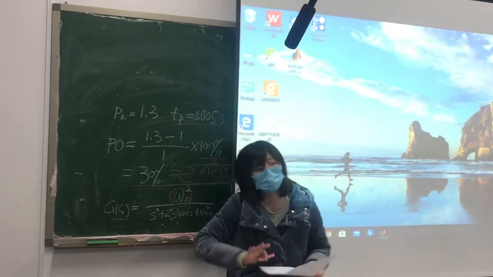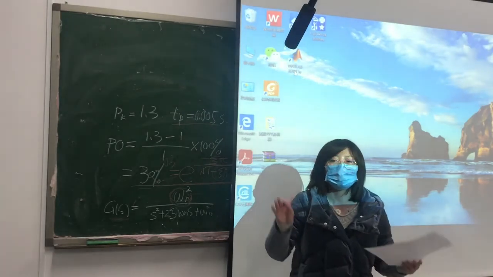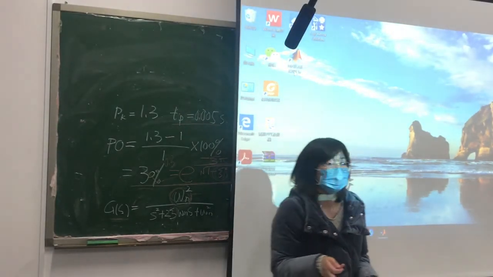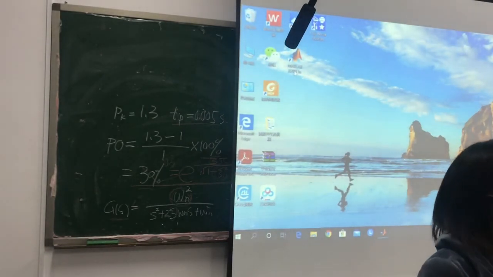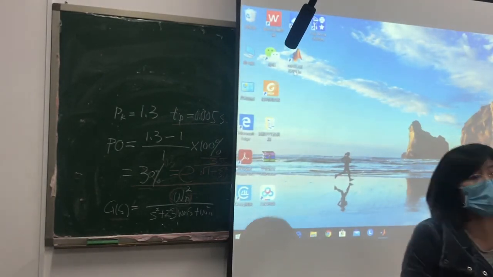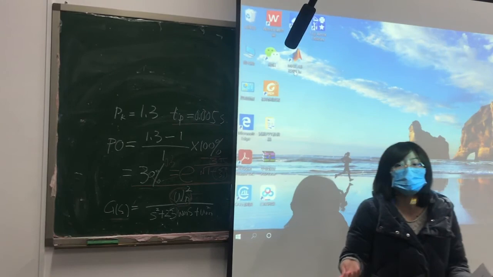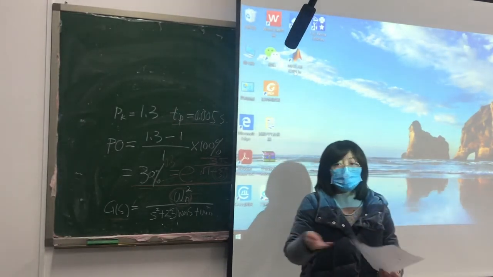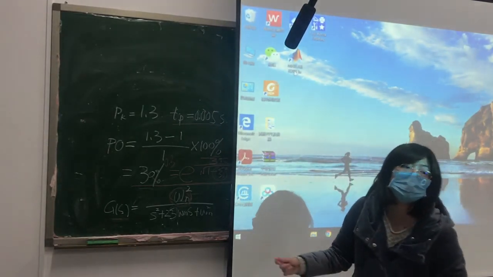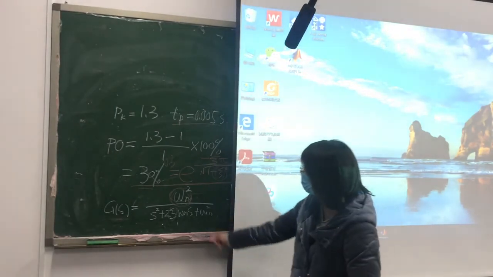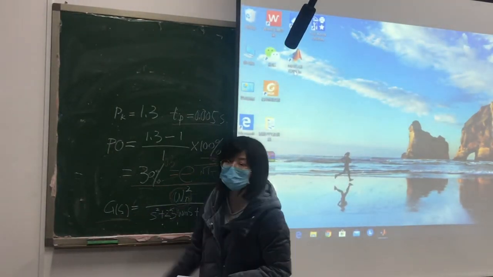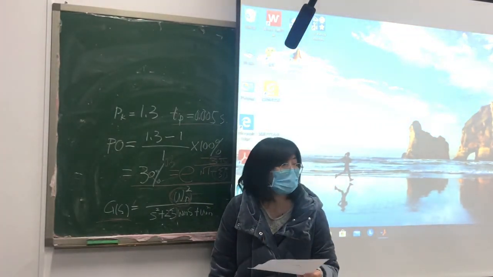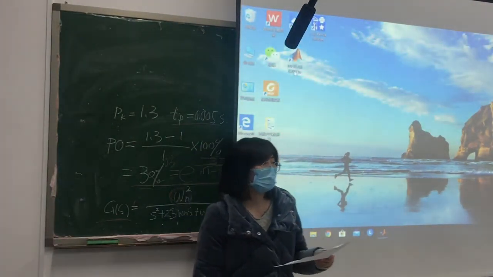There are lots of equations, but you should choose the right one. You should know first what are the already known parameters, what are the unknown parameters, and you find the relationship, find the equation between these, and calculate for the unknown one. And then if we know zeta and omega n, we can have a closed loop transfer function.